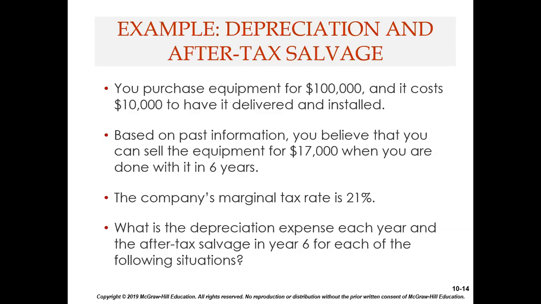Now, before we go to the next slide, what's very important is that this equipment just didn't cost $100,000. It cost $100,000 plus the $10,000 to have it delivered and installed. So we say all costs we have to pay for beyond the purchase price of an asset to get it ready to use is included in the original cost of that asset. Again, note, we only plan on using this asset for 6 years. All right.